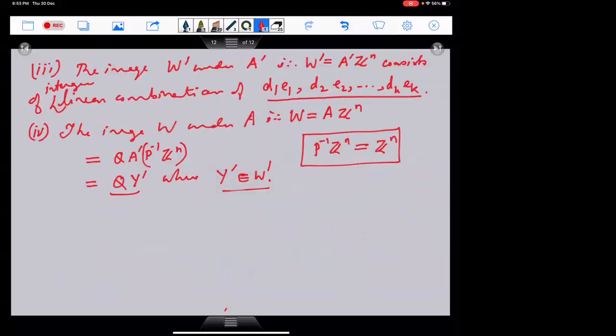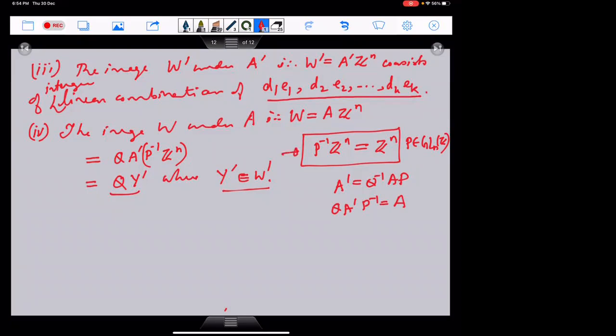Can you explain point 4 again, please? Yes, yes. So what I'm looking at now, in 3, I was trying to find A prime Zn. In 4, I'm finding A Zn. Then what we did? A is replaced by, we are writing A in terms of A prime, right? We know the relation, right? A prime is Q inverse AP. Therefore, Q A prime P inverse equal to A. Yeah, so that's what I have substituted. But P inverse Zn is Zn because P is invertible, right? P belongs to GLn Z. This is the one point perhaps you did not understand.